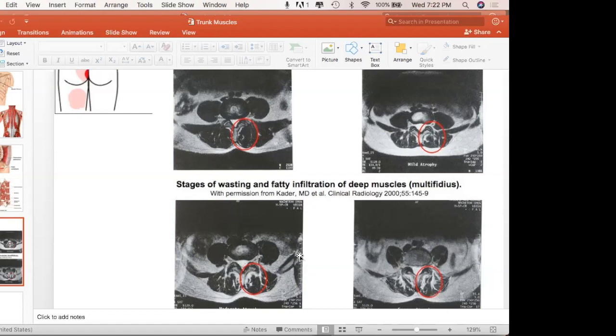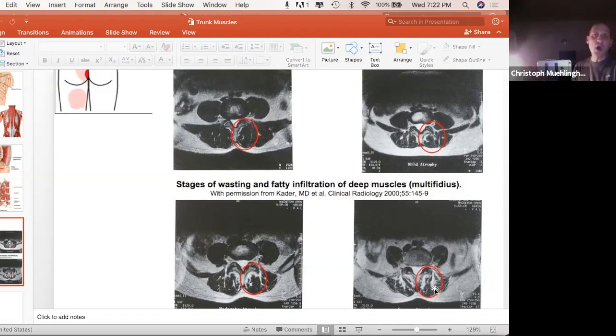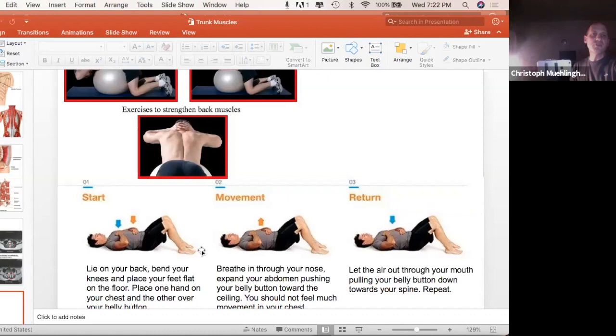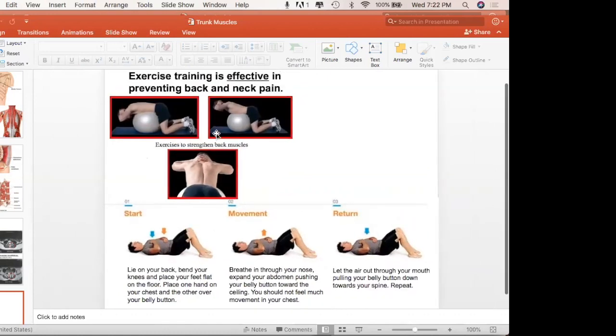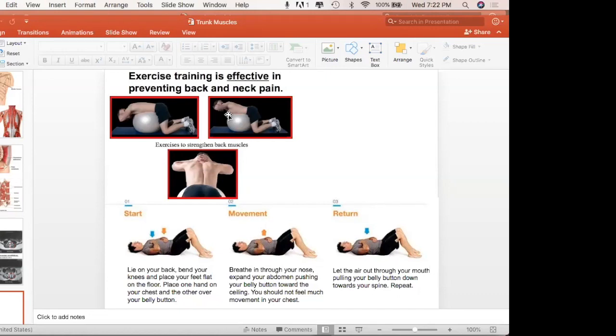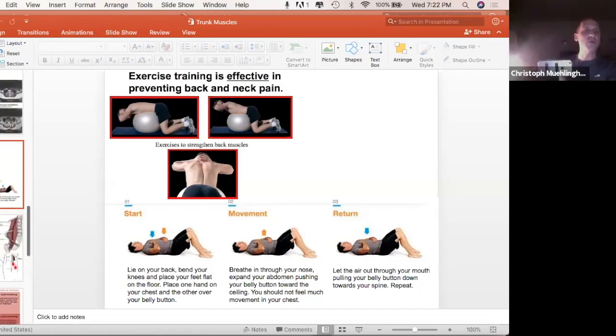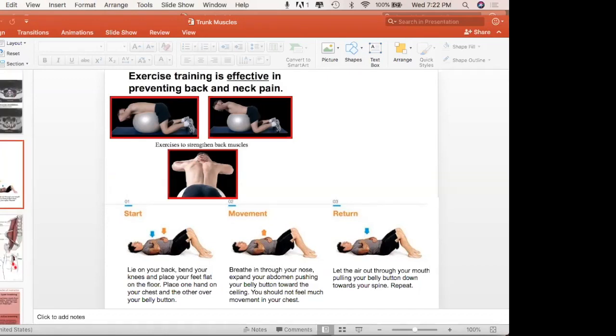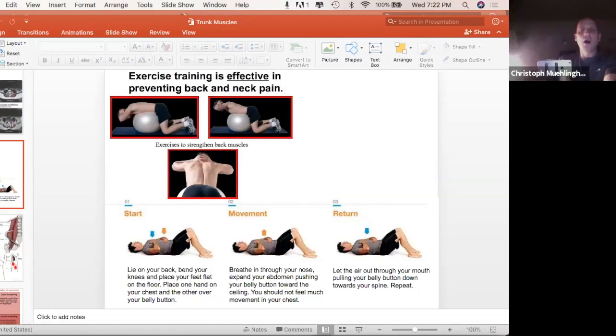All right. And so if that shows up in an MRI, then you know you've got to do exercises that make that multifidus stronger. And that's why I put these exercises in there. Basically, you do extension exercises. So in case you have back pain, you know what to do about it. So that's very, very effective, even though it seems like a little bit lame. But it's very effective. All right. Does that make sense?